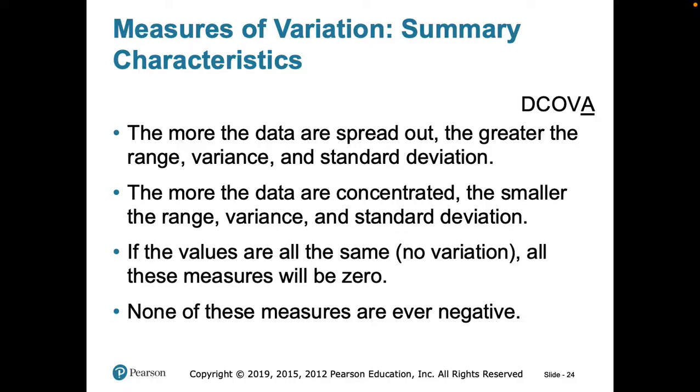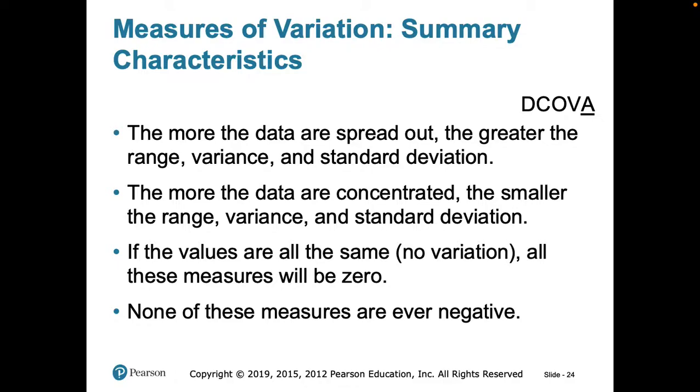Okay, let's summarize what we talked about so far. The more the data are spread out, the more it is all over the place, the greater the range, variance, and the standard deviation. We saw that when the standard deviation is 4.6, the data is all over the place, right? The more the data is concentrated, the smaller the range, the smaller the variance, and the smaller the standard deviation. So that's just telling you how spread out the data is. If the values are all the same, there is no variation, then the measure will be 0, right? Because everything is right in the middle.